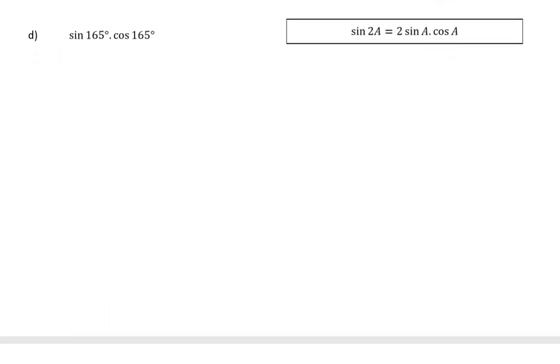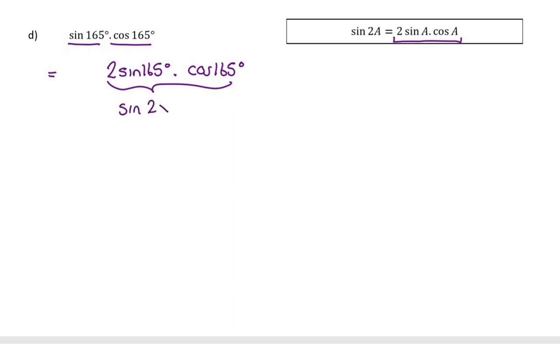Right, question D. Question D says sine 165, cos 165. And the moment you see sine of an angle and then cos of an angle, you should think double angles. So basically, if this was 2 sine 165 times cos 165, that would fit a double angle identity. So this would be sine of double 165 degrees, which would be sine of 330, I think.